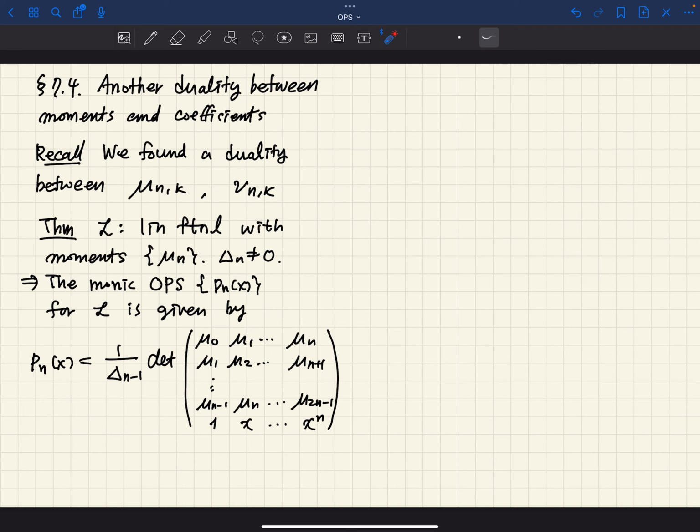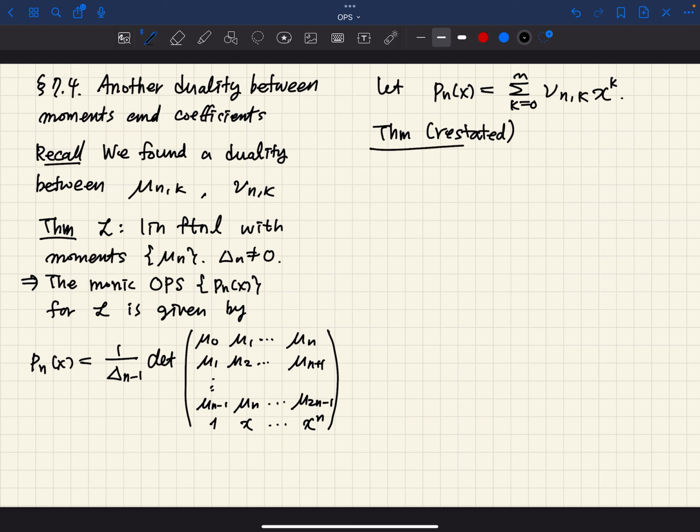And as usual, we write P_n(x) as the sum over k from 0 to n of nu_{n,k} x^k. So nu_{n,k} are the coefficients of the orthogonal polynomial P_n. And we need to prove the theorem, which is equivalent if we restate it as follows.